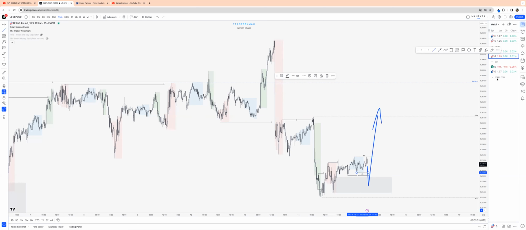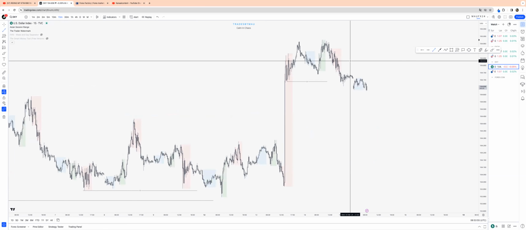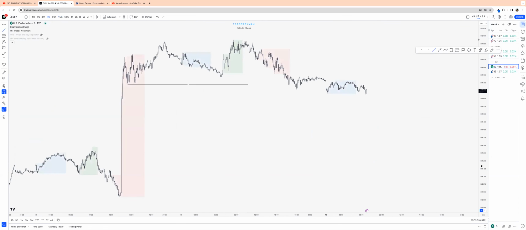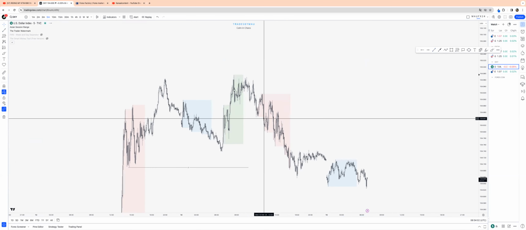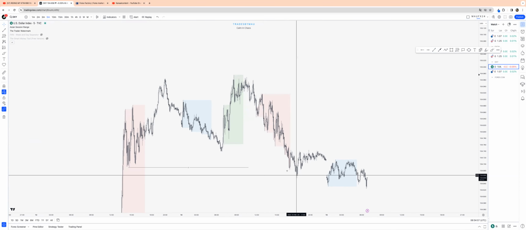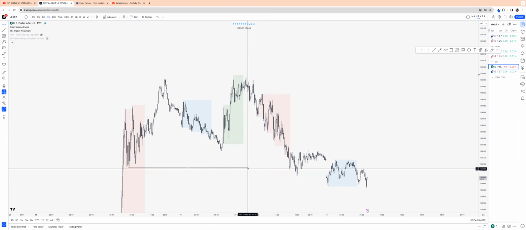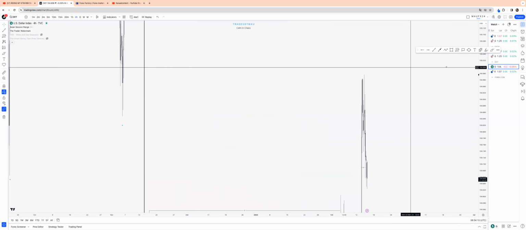Then what we can do is quickly look at DXY. DXY gave me a headache yesterday with that trade, because it was building up so much liquidity. It took so long to get to the downside, but it essentially moved. So that's good. It moved, took that low, and now I'm curious to see what's going to happen here.